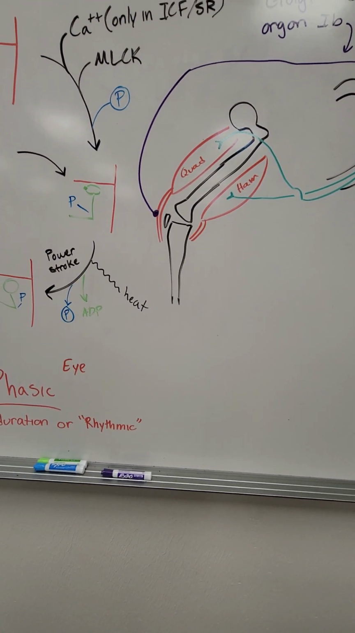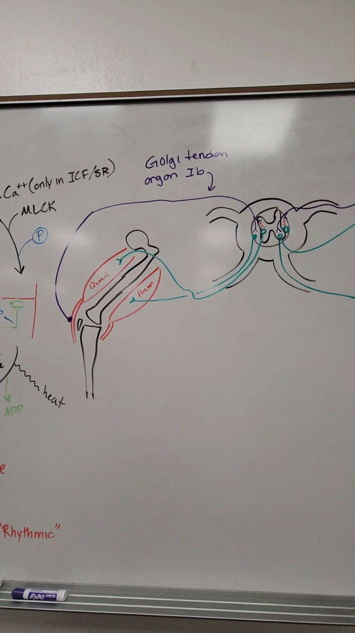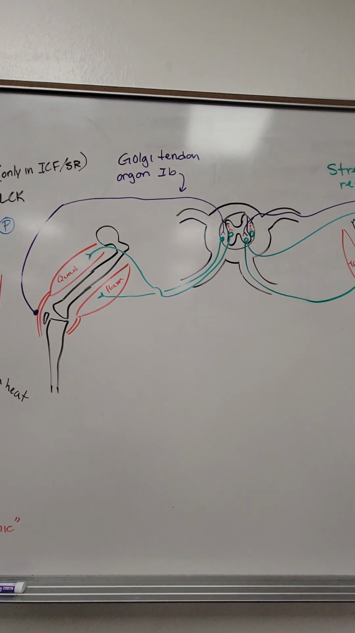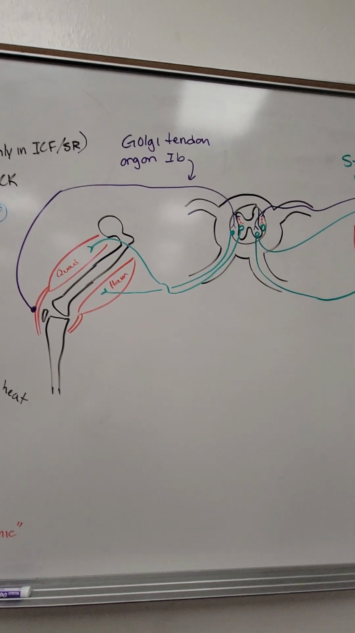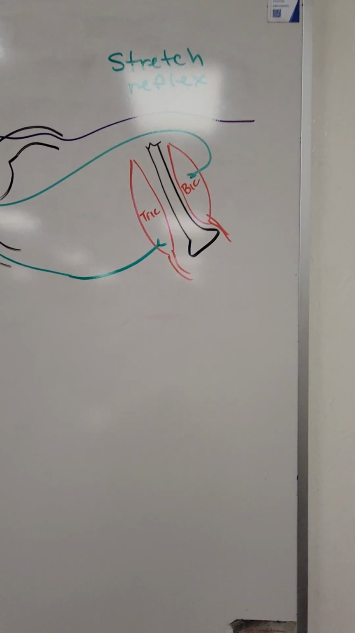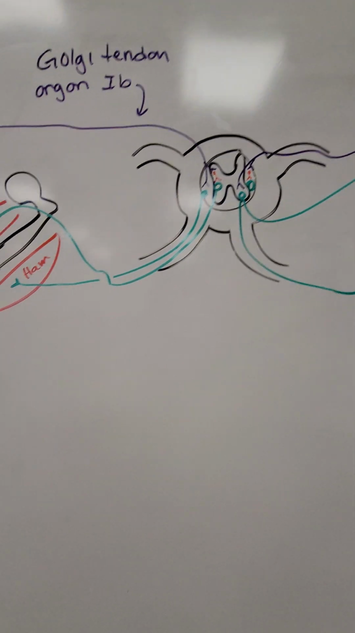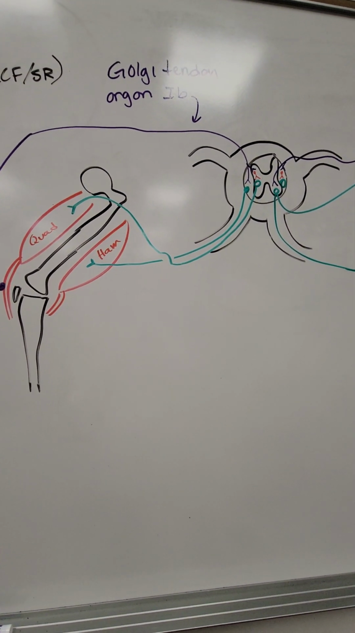Your Golgi tendon organs, so the one that we do have drawn up here, they respond to tension. They're a safety mechanism, and they cause relaxation. There's where the stretch reflex is drawn. We have the bicep and the tricep drawn over here. But we have all of these different neurons and tendons and things. I think I'm going to add a few things onto here.